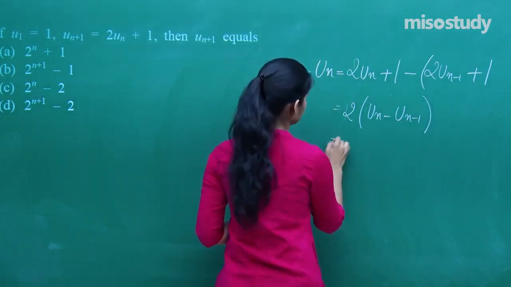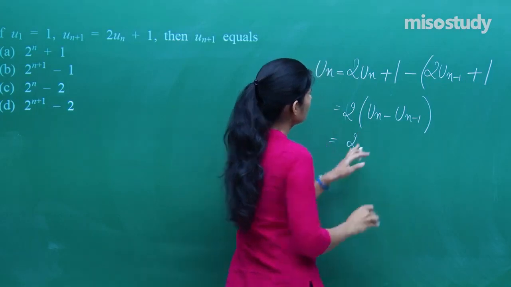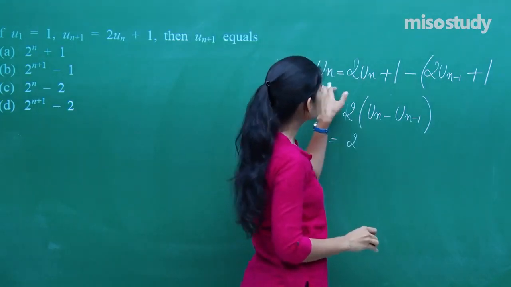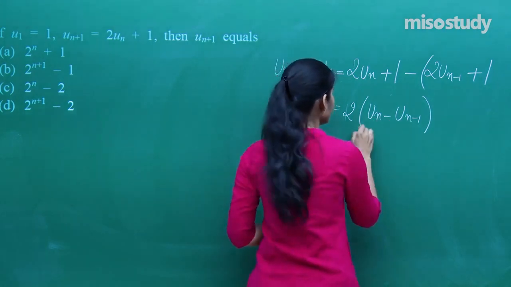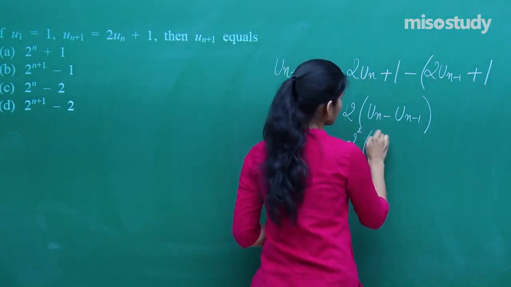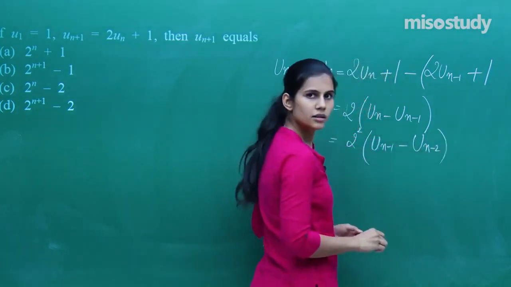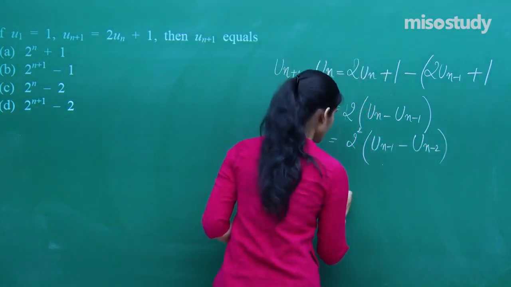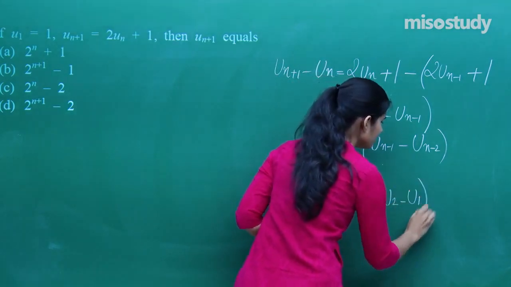Right? Now next what? This is again twice of, what is this? So u(n+1) minus u(n) is u(n) minus u(n-1). u(n) minus u(n-1) will be twice of, again, so this is 2 squared, u(n-1) minus u(n-2). And this is going to go on. You will be left with 2 to the power n minus 1, u2 minus u1.